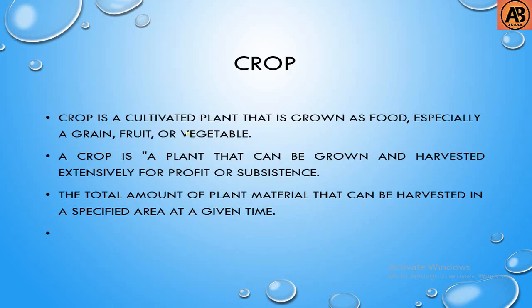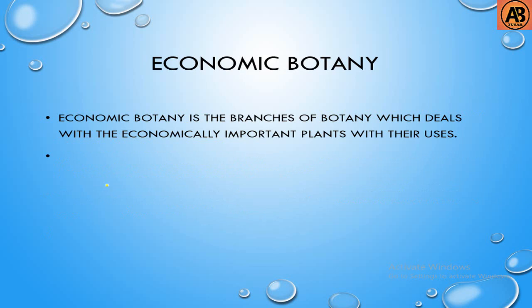Then crop. A crop is a cultivated plant that is grown as food, especially a grain, fruit, or vegetable. A crop is a plant that can be grown and harvested extensively for profit or subsistence. It is the total amount of plant material that can be harvested in a specified area at a given time. Then economic botany. Economic botany is the branch of botany which deals with the economically important plants with their uses.